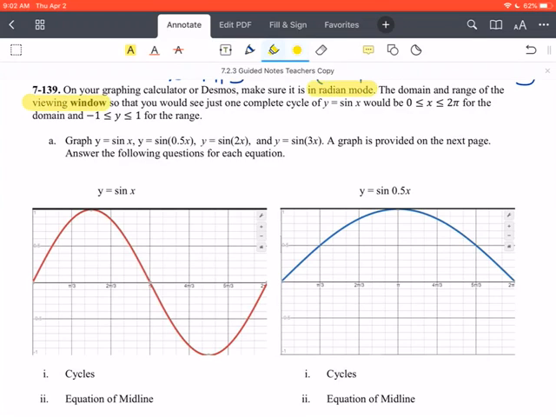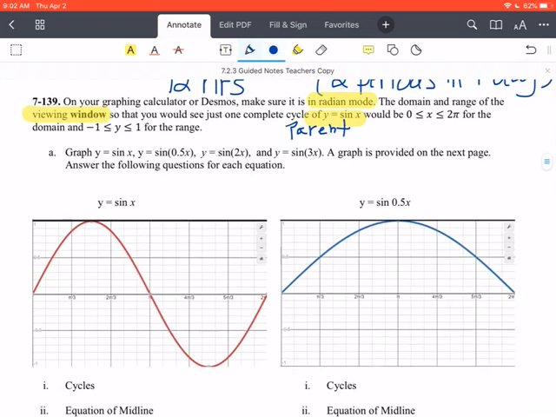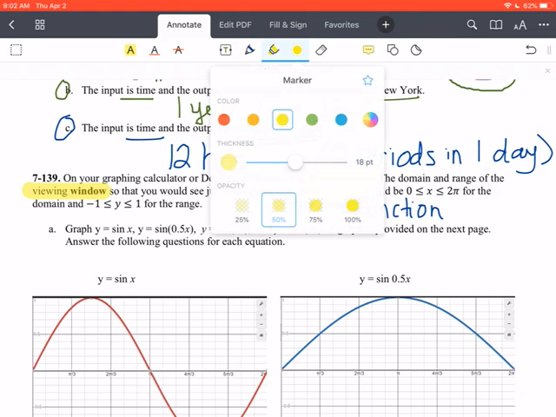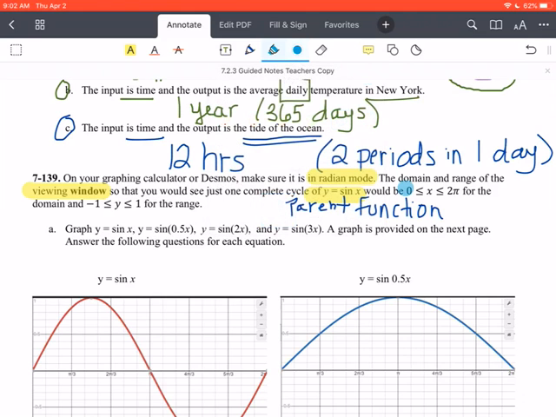Well, if we think about our parent function, what is our parent function? Sine x. This is the parent function. Okay, what is the domain and the range of one cycle of our parent function? Well, for the window on the x, your x min would need to be 0, and your x max would need to be 2 pi to see one cycle.